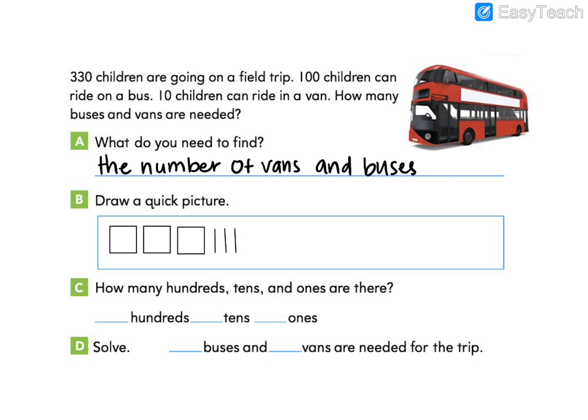Go ahead and fill in letter C. How many hundreds, tens, and ones are there? You should have found there are 3 hundreds, 3 tens, and 0 ones. Right? There aren't 2 extra children. There are 0 ones. So we will need 3 buses and 3 vans.